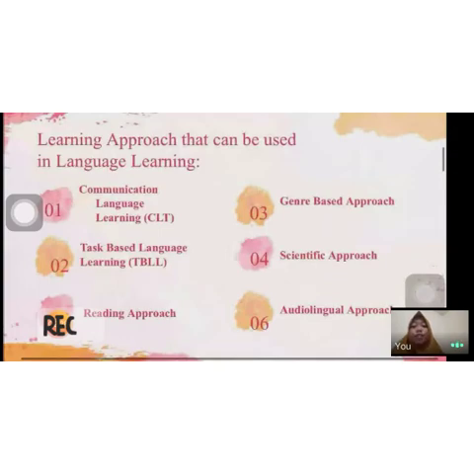Learning approaches that can be used in language learning. There are 6 types of the approach. The first one is communication language teaching. Sorry for the typo. And then the second one is task-based language learning or TBLL. The third one is genre-based approach. The fourth one is scientific approach. The fifth is reading approach. And the last is audiolingual approach.